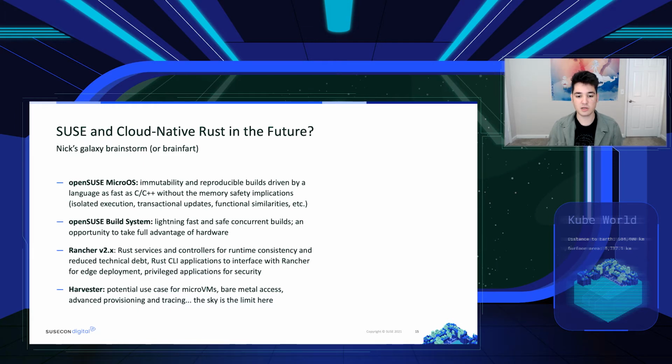It has the newest code base. There's a potential to add micro VMs, bare metal access, advanced provisioning, and tracing, things that we've seen Rust do in a lot of other OS use cases as well. And Harvester is an infrastructure layer. So this could be a great area for Rust to go into.